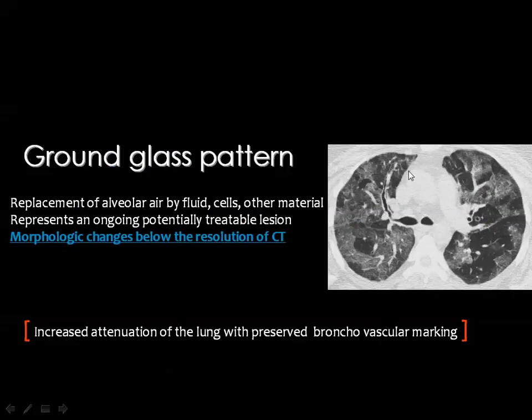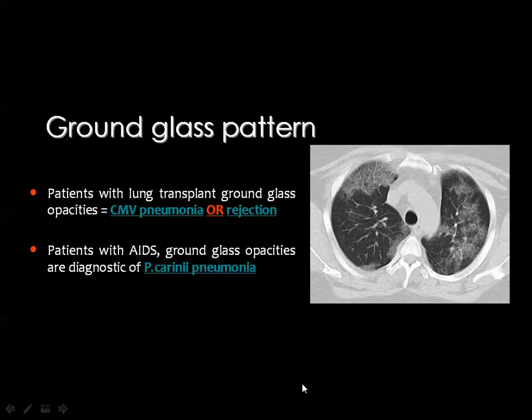First, this is the appearance of the ground glass pattern. You can see patchy areas of increased lung parenchymal density with preservation of the bronchovascular markings. In the previous days, they mentioned that this is a morphologic change below the resolution of the CT, and they wait for these opacities to change either to interstitial opacities, or to become alveolar opacities. Then we go to the differential diagnosis of alveolar lesions.